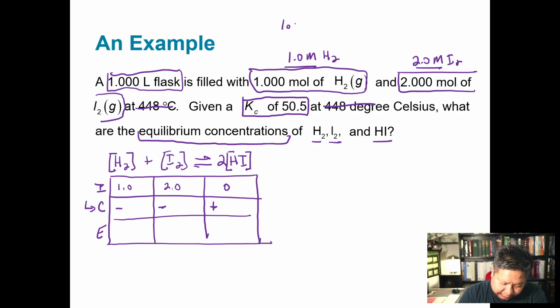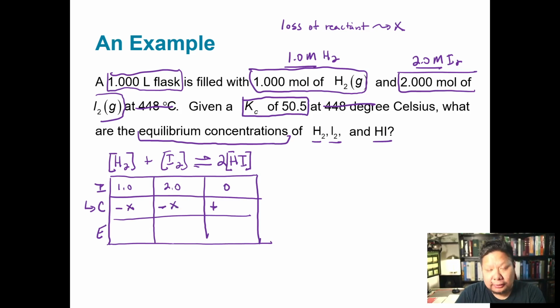So, for example, I'll just write up here, loss of reactant can be represented with a value. That value can be represented with an x, right? So, in the ICE table, we lose x of H2 during the reaction.